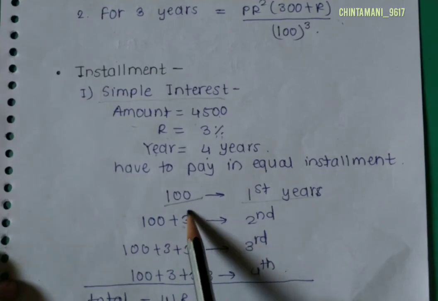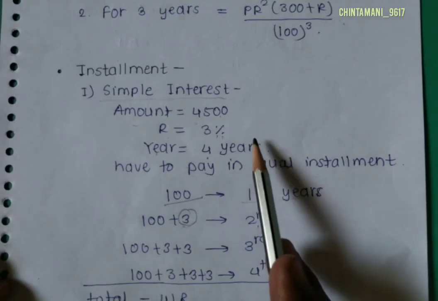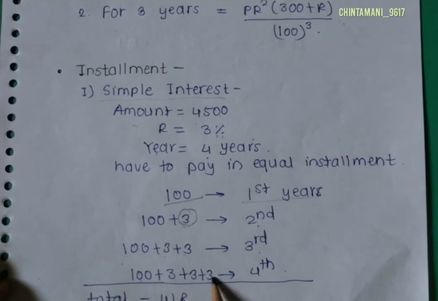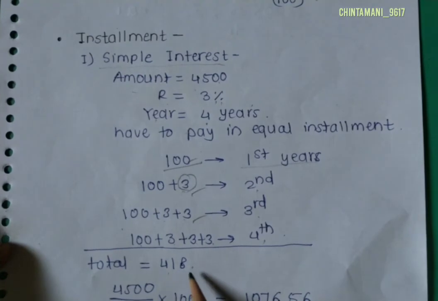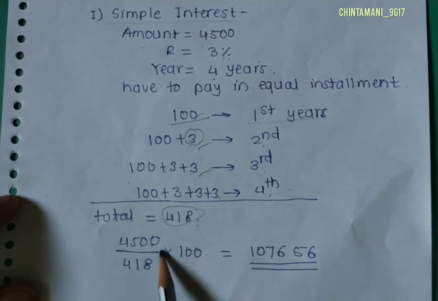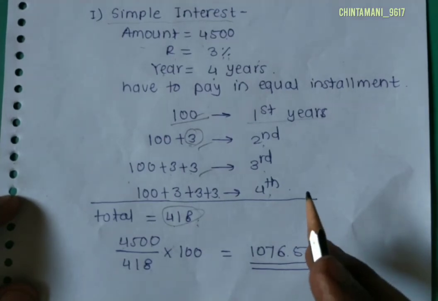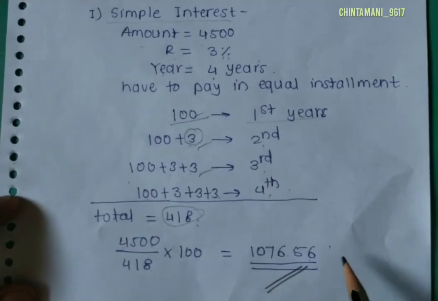100 plus 3, because 3 is our rate, for the second year. And how many years are we going to take? 4 years. 100 plus 3 plus 3 for the third year. 100 plus 3 plus 3 plus 3 for the fourth year. The total of these 4 is 480. Just do this: the amount 4,500 divided by the total 480, into 100. The equal installment for the 4 years in the simple interest is 1076.56 rupees.